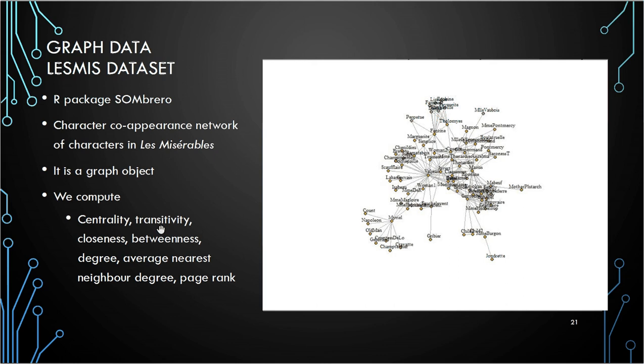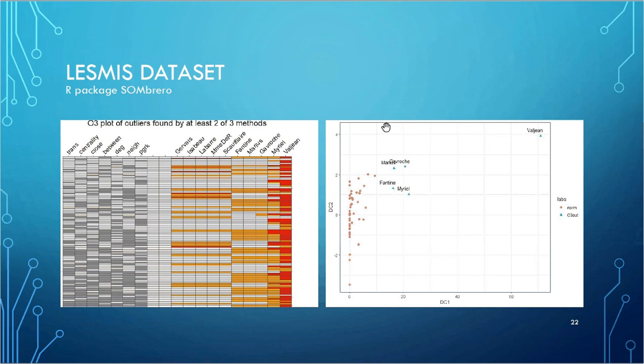Now, after we computed these features, this data set is no longer a graph object; it is transformed to a rectangular data set. And then we do an O3 plot of this. These are the variables of the data set, and these are the characters, which are the observations. And we see Valjean is very much an outlier.